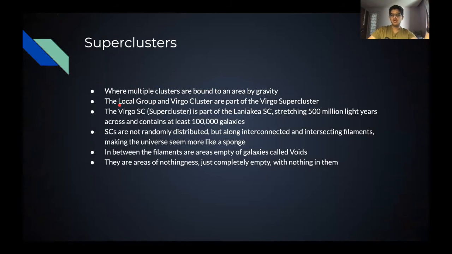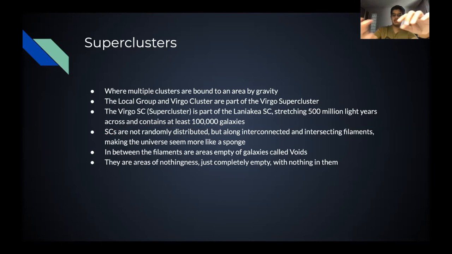And finally, there are superclusters, which are like clusters of clusters, to put it simply. The Local Group and the Virgo cluster are part of the Virgo supercluster, and the Virgo supercluster is part of the Laniakea supercluster. The Laniakea supercluster is 500 million light years wide and contains at least 100,000 galaxies. Superclusters are not randomly distributed in the universe, but along interconnected and intersecting filaments, making the universe seem more like a sponge.